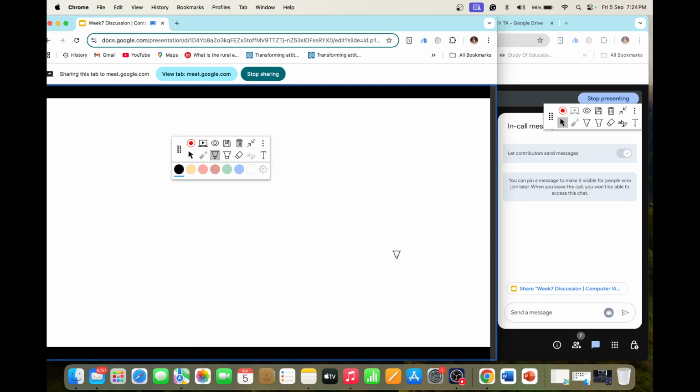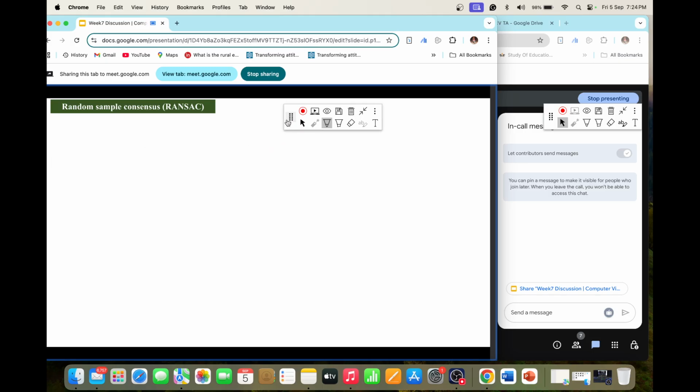Now we are left with the other two things. One is RANSAC, that is random sample consensus. Why do we use this? If we have so many outliers. To handle outliers, because outliers are actually one of the biggest problems when we are fitting the line.